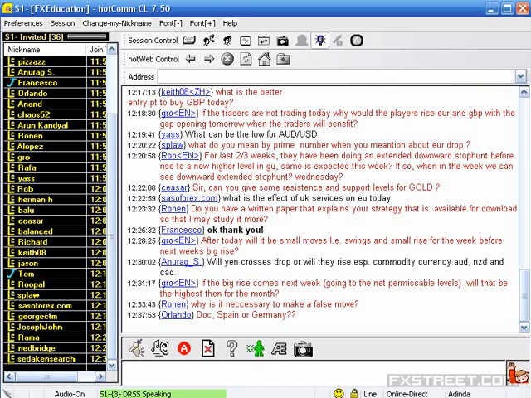So gold, I am expecting them to stay below 1220 and then go lower. So what is the effect of UK services on Euro today? When UK services is not having an impact with regard to GBP, what impact can you expect with regard to Euro?